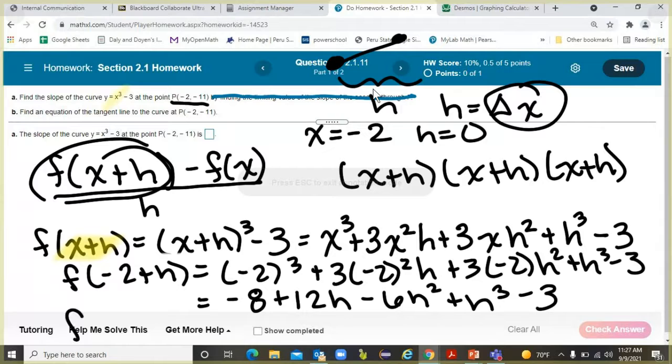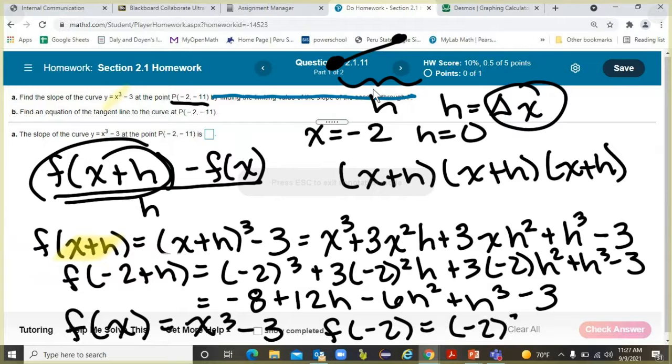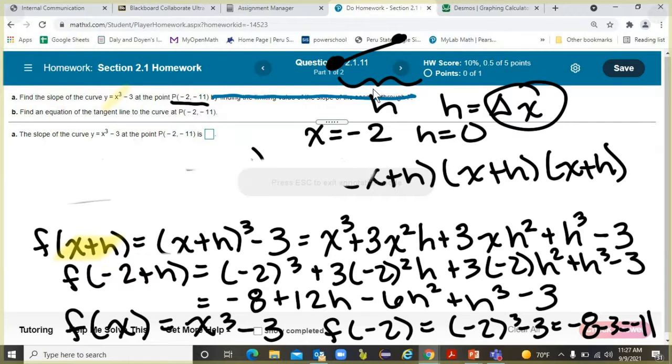Now let's just find f of x. Well, f of x is x cubed minus 3, but we're going to be plugging a -2 in. So that's -2 to the third minus 3, which is -8 minus 3, which is -11. So now let's go put this together.